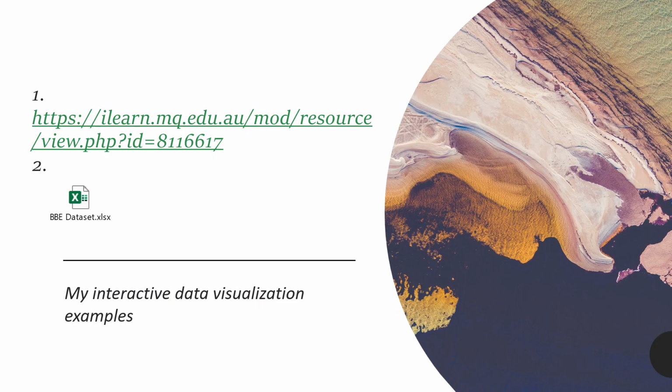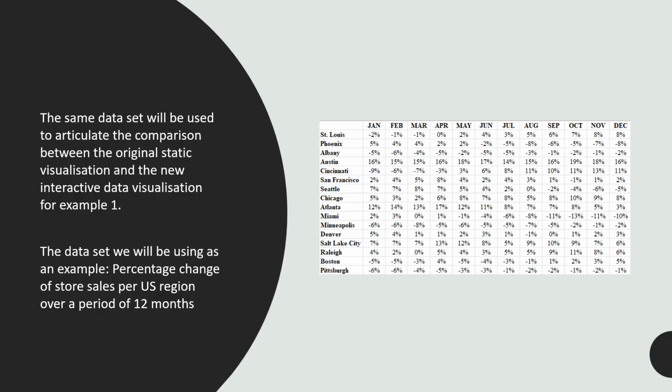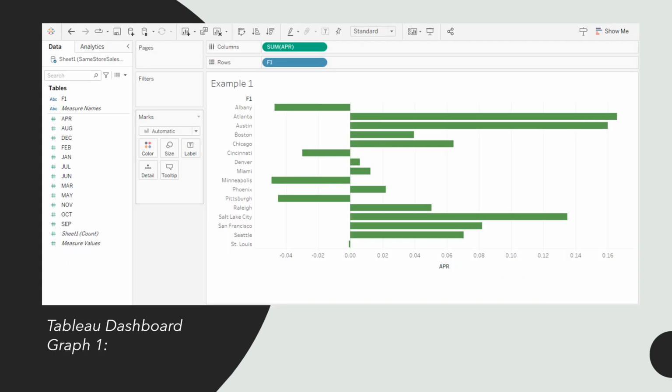The data I'm using for my examples of interactive data visualizations are below. The same dataset will be used to articulate the comparison between the original static visualizations and my new interactive data visualizations. What the interactive data visualization tool Tableau allows us to do is take each month separately in real time and analyze this one detail for each region. The month can be substituted out with a drag of a mouse, allowing decision makers to analyze which months saw improved store sales and understand if campaigns in particular months or seasons had a positive effect on sales in this particular business example.